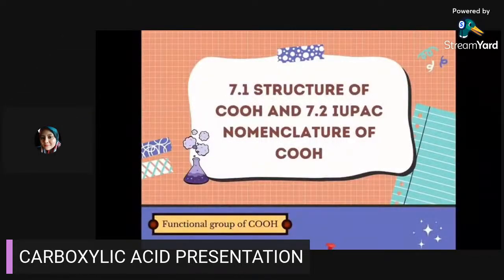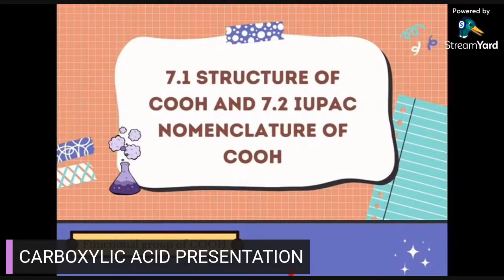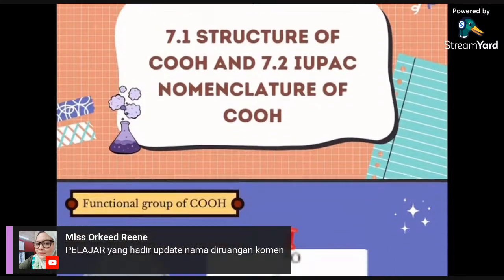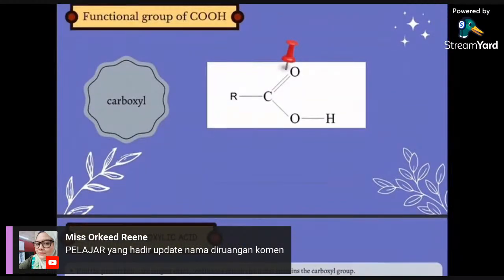Hello and Assalamualaikum to Madam and my classmates. For today's video, I would like to cover 7.1 Structure of Carboxylic Acid and 7.2 Aliphatic Nomenclature of Carboxylic Acid. First and foremost, the functional group of carboxylic acid is carboxyl. This is the functional group structure of carboxyl, where C double bond O is attached directly to OH. Bear in mind, the double bond and the OH must be attached to the same carbon.